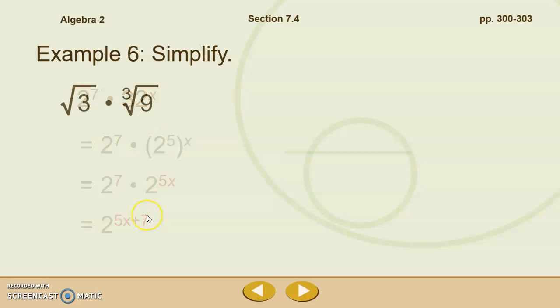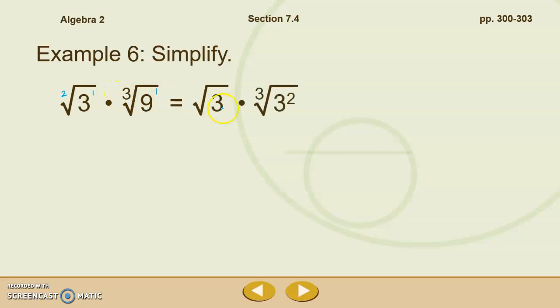These same properties of exponents can be used to help us simplify radicals that have different indices. Now you may be wondering, how can properties of exponents be used to simplify radicals? Well, radicals are just another way of writing exponents. So let's start first by rewriting these radicals as exponents. This is 3 being raised to the first power with an index of 2, and this is 9 being raised to the first power with an index of 3, and so we get 3 to the 1/2 and 9 to the 1/3.